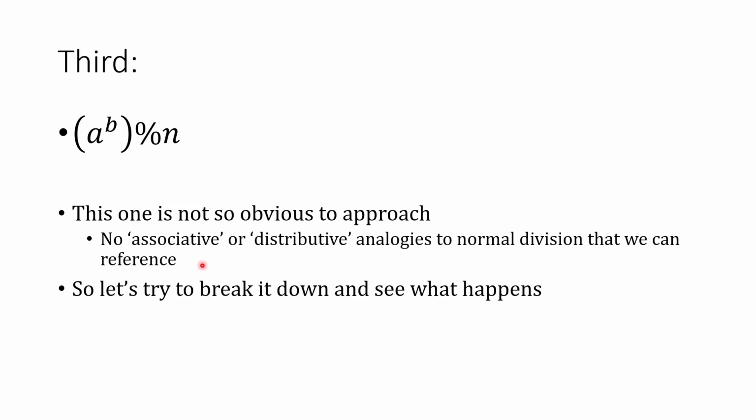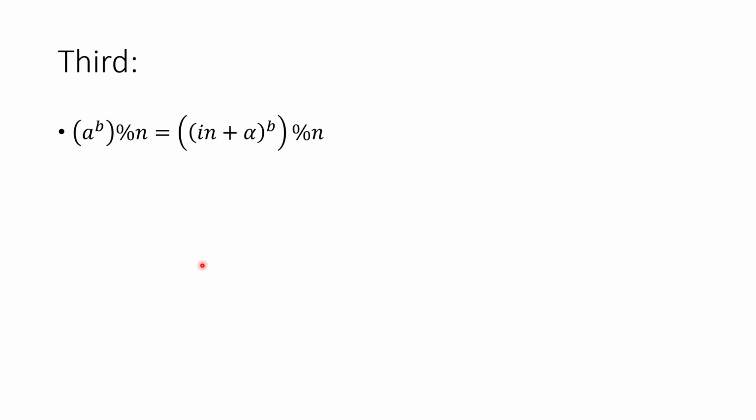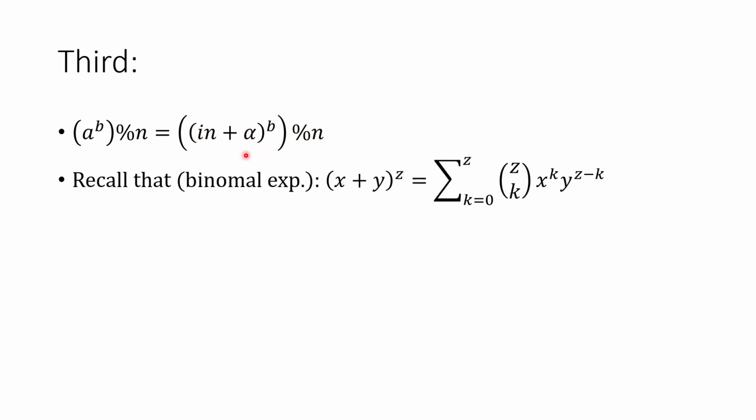So let's try to take the same approach as before. Maybe it'll work. Let's try to break it down, see what we can get. So we go ahead and write A as we've been writing A, as n times i plus the residue alpha. And we'll leave B as B. We won't really break it down because we'll see that we don't really need to. And then, mod n.